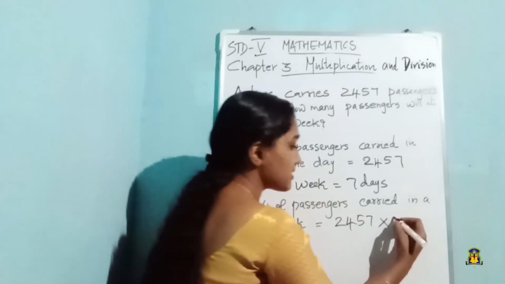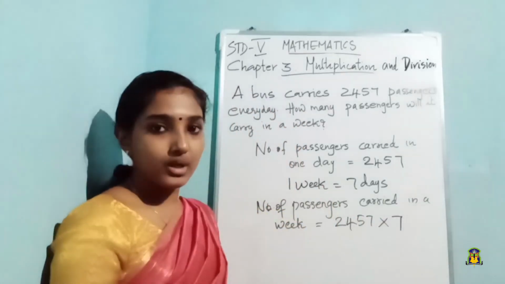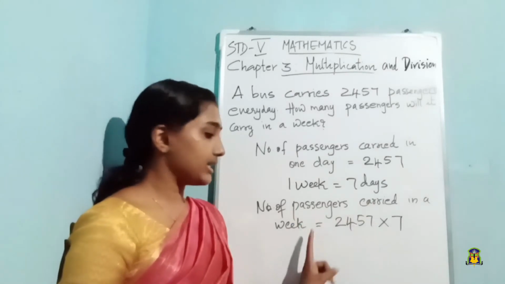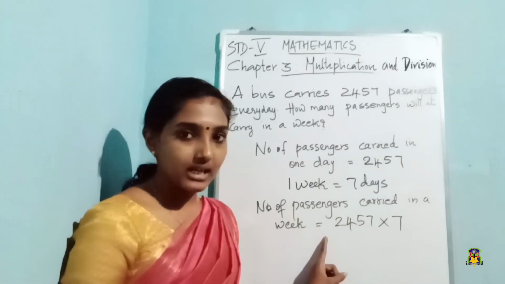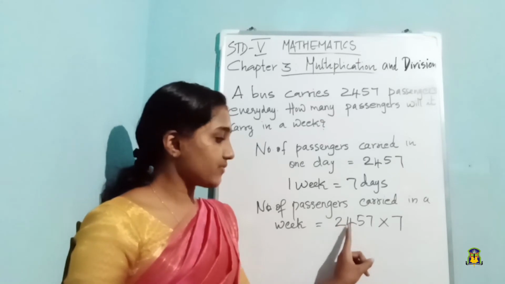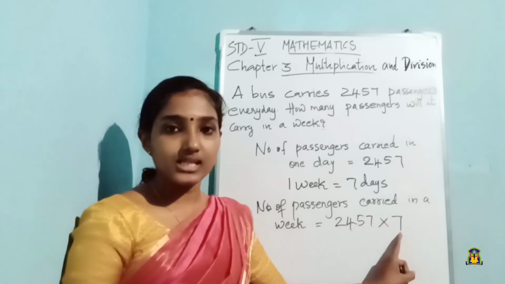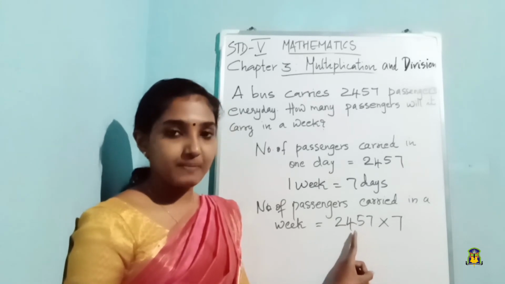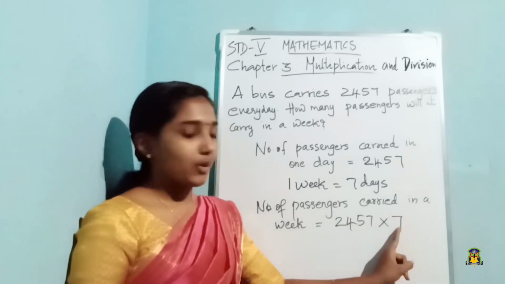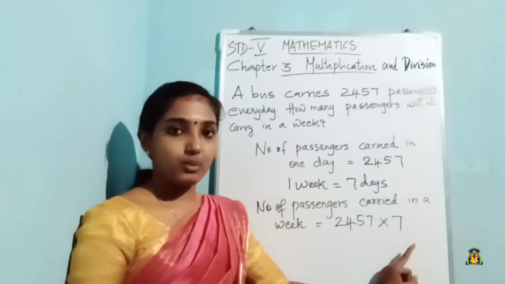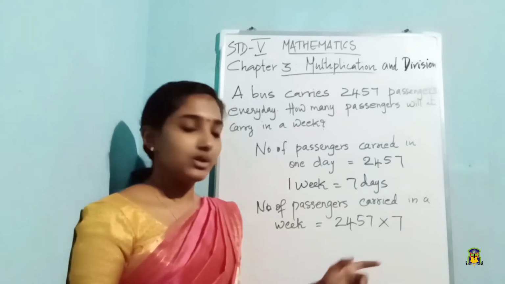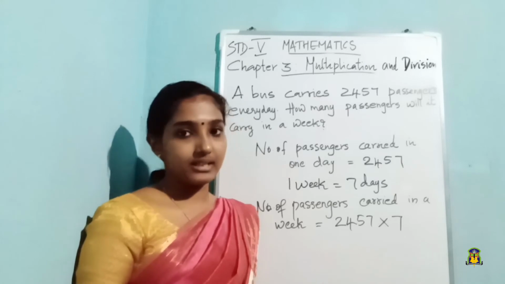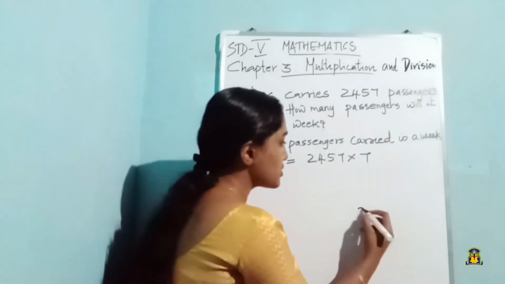In how many days we have to find? 7 days. Okay, so number of passengers carried in a week equal to find that we have to multiply 2457 into 7. And thus what is 2457? It is the number of passengers in 1 day and 7 is the number of days we have to find. Okay, so now we can multiply this and find the answer.